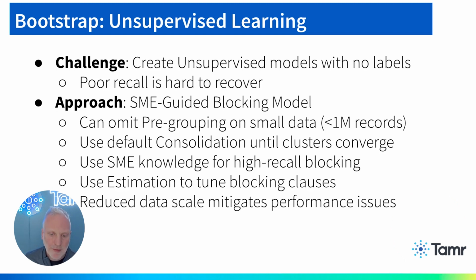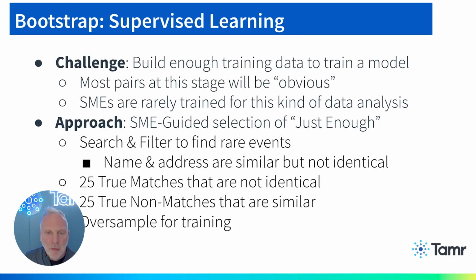So we work with the subject matter expert to create a very high recall blocking model. We might use some estimation in the data in order to tune those blocking clauses, making sure they're not producing something close to an n-squared pairs result. But we're not too worried about that because the reduced data scale that we're working with will mitigate any performance issues. Once we have those unsupervised models, we need to build enough training data to train a supervised model.